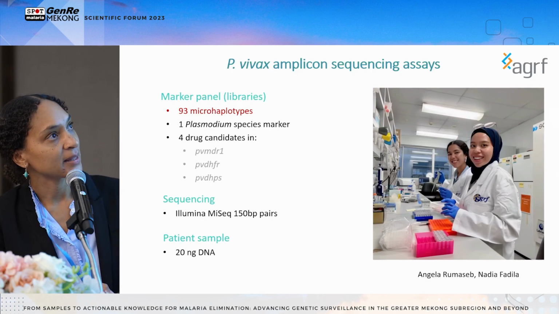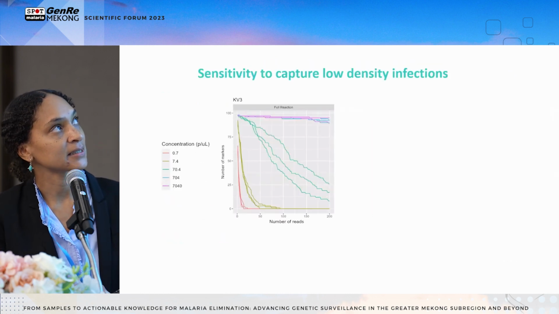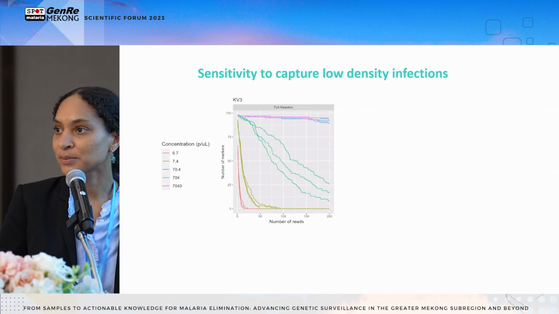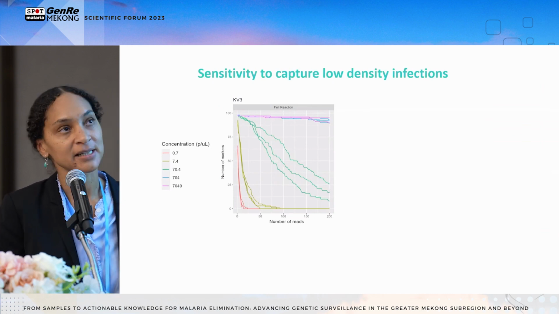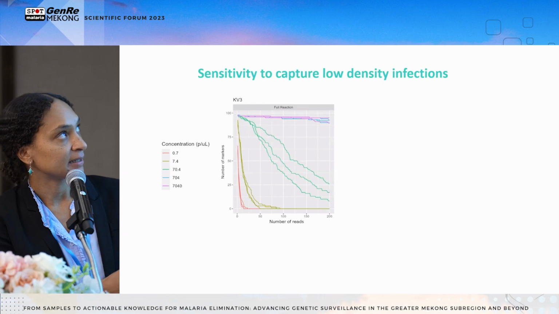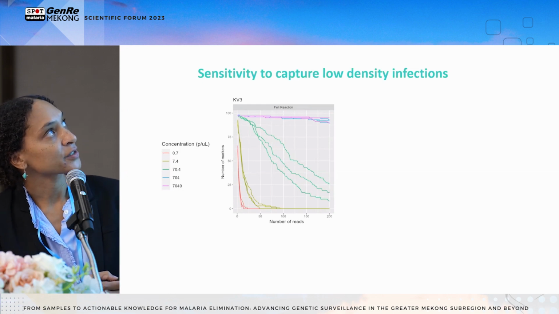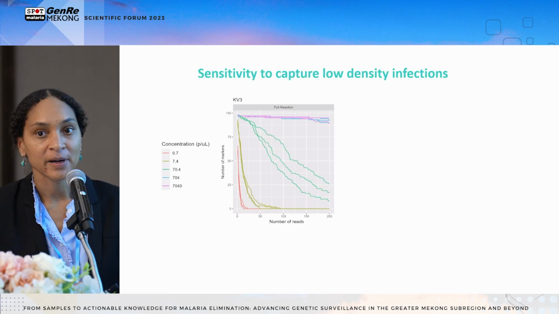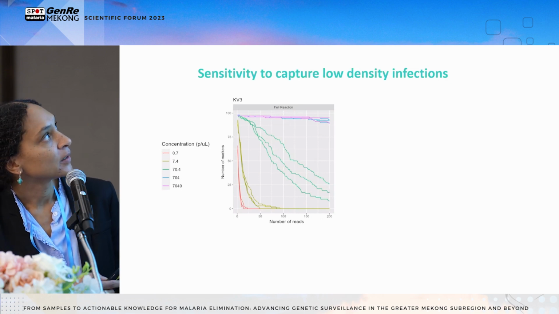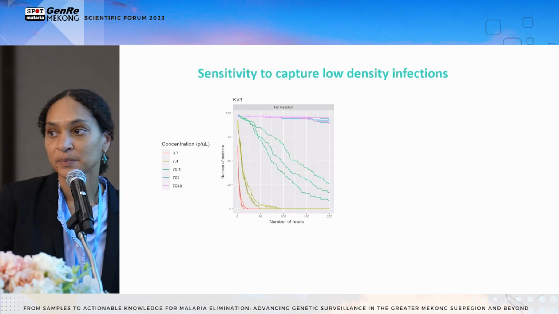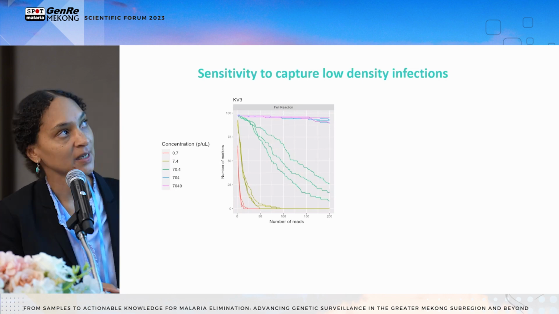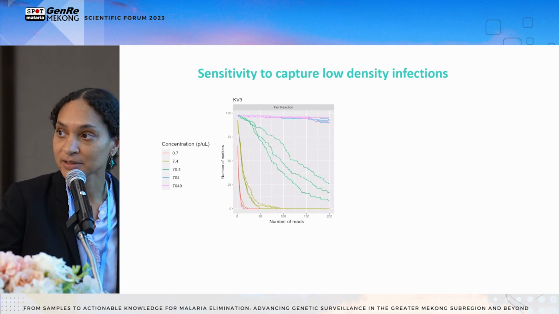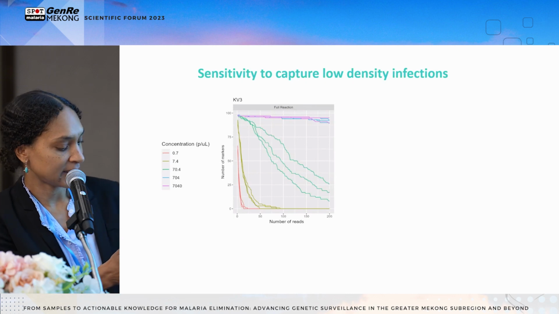So we then did some sensitivity analyses to see how low can we go, because we know Vivax parasites are often at very low density. So what we did is take a few samples, such as this one here, KV3. This started at 7,000 parasites per microliter, and we went all the way down to just under 1 parasite per microliter. We sequenced these along with several hundred other samples on the MiSeq.